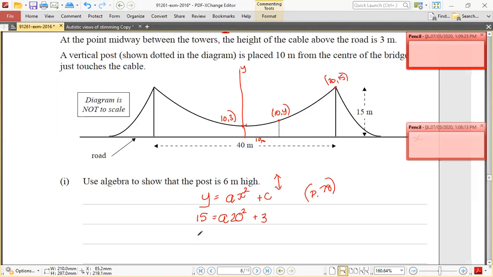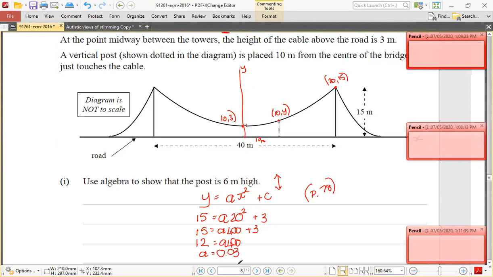Yeah, because it's going to give us 15 equals a times 400 plus 3. So let's get rid of 3. We got 12 equals 400a, so a equals 0.03. Good. So now we have a.